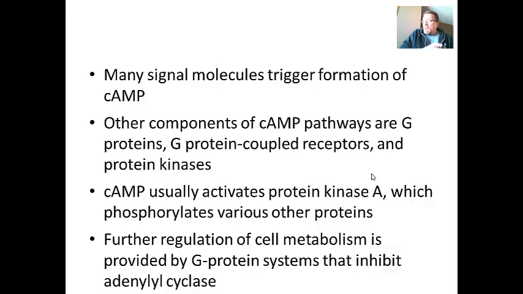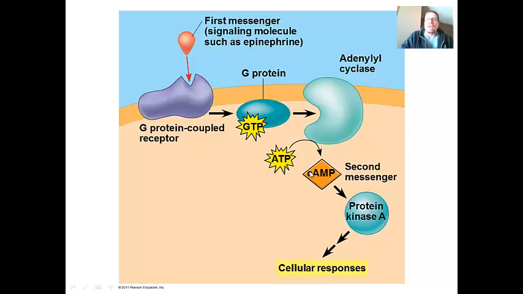cAMP is big. Epinephrine was used. They saw with epinephrine in liver cells that cAMP concentrations went way up. What it usually does is activate something called protein kinase A, which phosphorylates various proteins. Here we go. Here comes in your first messenger. These are called second messengers because the signaling molecule is always the first messenger, and anything after that is called a second messenger.